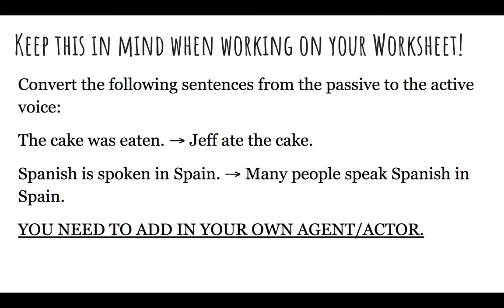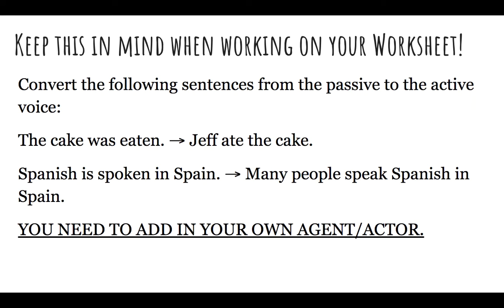Okay, now this is something that you will need to keep in mind when you are working on your worksheet. In your worksheet, you will have to transform certain sentences from the passive voice to the active voice, and some of these sentences will not include the last part of the passive voice formula, that by plus agent or actor. When transforming these sentences into the active voice then, you will need to add your own agent or actor to be the new subject of your sentence.